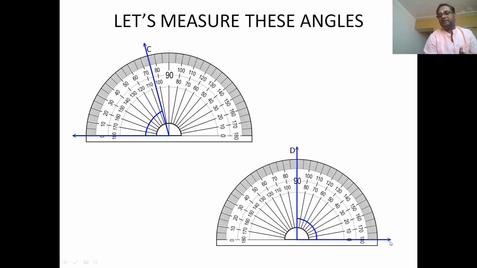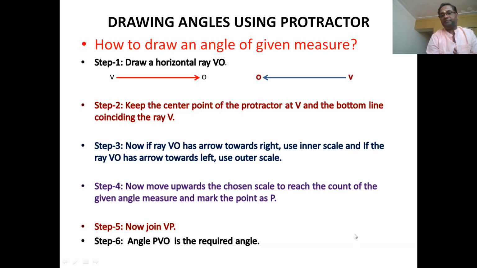Now you can see in this case the free end is towards the right of the vertex. In such a case we use the inner scale. We start from 0, 10, 20, 30. Likewise, when you are moving upwards, you reach 70, 80 and 90. So this is a 90-degree angle or a right angle.